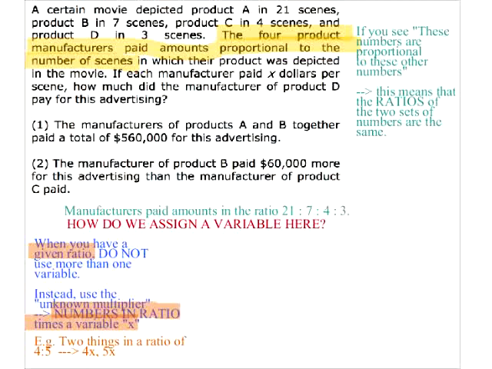So, therefore, what you should do in this case is manufacturer A paid 21x, manufacturer B paid 7x, manufacturer C paid 4x, and manufacturer D paid 3x.